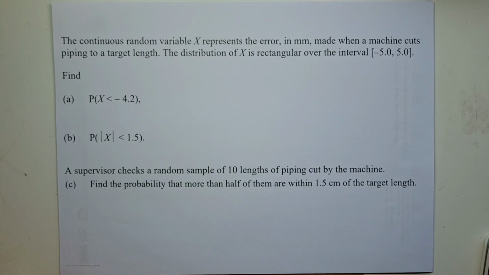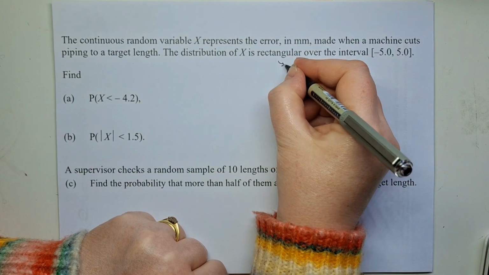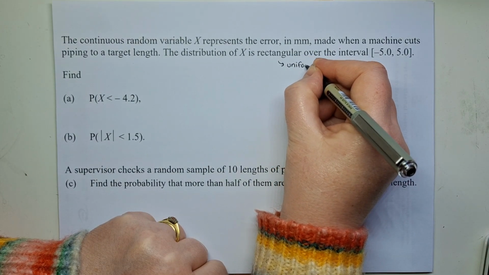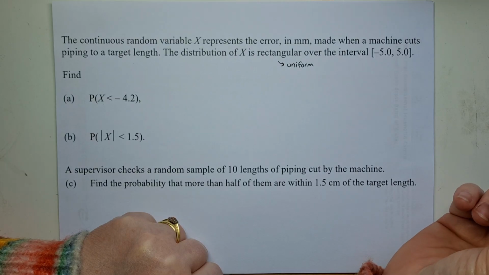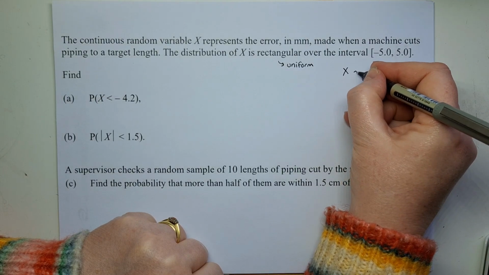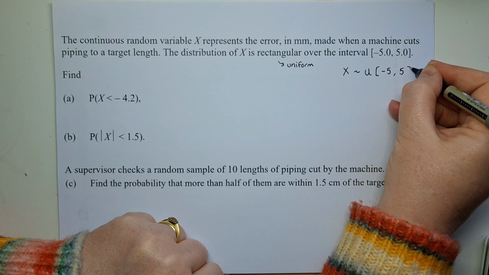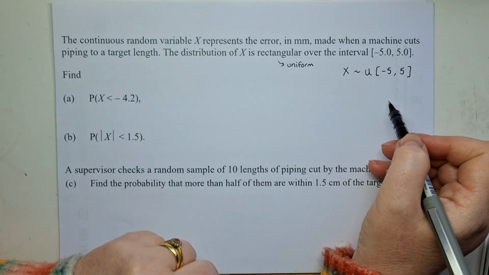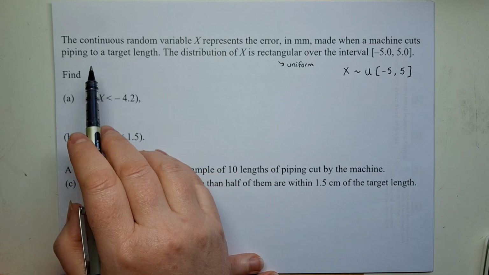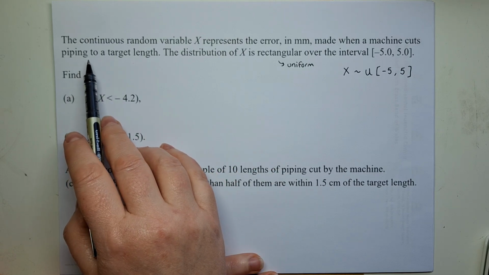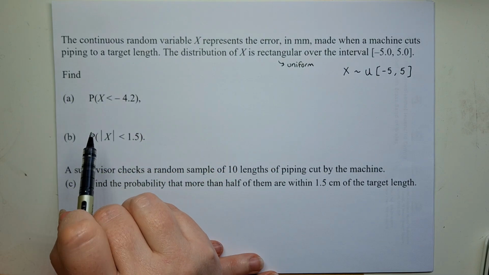Uniform distribution. The continuous random variable x represents the error in millimetres made when a machine cuts piping to a target length. The distribution of x is rectangular, which also means uniform. It's just another name for it. Over the interval -5 to 5. So that means x can be anything in between -5 up to 5. It's equally likely to be anywhere in that gap. So that means it might cut the pipe 5 millimetres too short up to 5 millimetres too long.